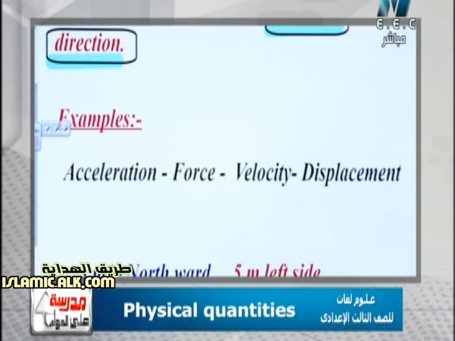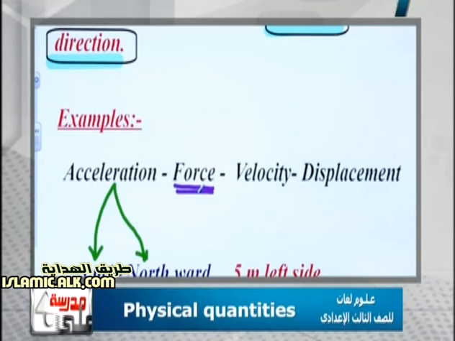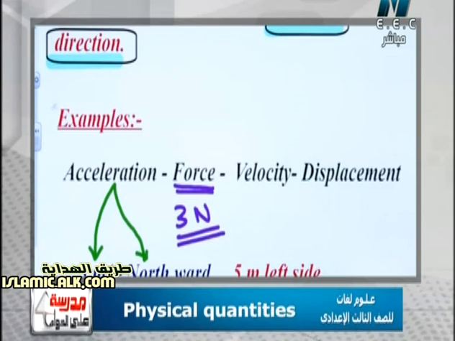We have here the measuring units. For acceleration, we should identify number 1, magnitude, 5 meters per second squared, and at the same time we should know the direction of this acceleration, northward or southward. Likewise, for force, the measuring unit is Newton, as we studied before in first prep. We have, for example, a force of 3 Newton. So we identify by what? Magnitude, 3 Newton, and at the same time direction, maybe forward.